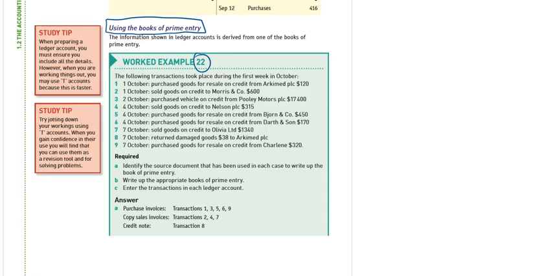Now the requirement A: we have different transactions. Identify the source document. So we have to read transaction 1 and identify the source document used in this transaction. And requirement B: write up the appropriate books of prime entry. So we have to write in which book of prime entry the first transaction will go. And requirement C: enter the transaction in each ledger. We have to open the particular ledger of each individual's transactions. So this is your question.